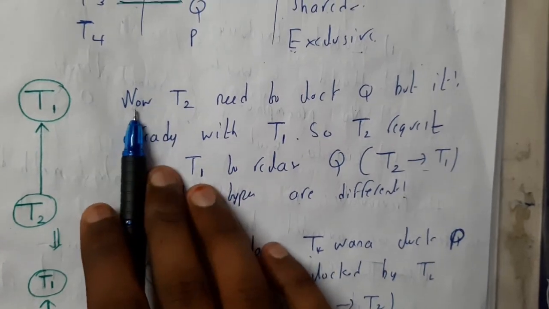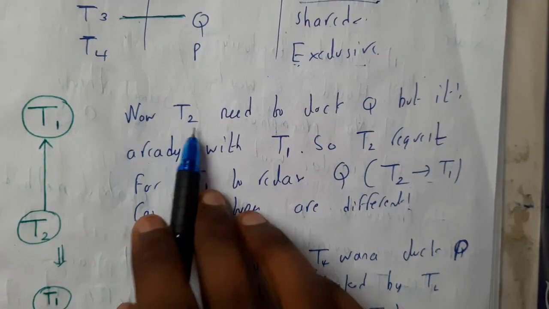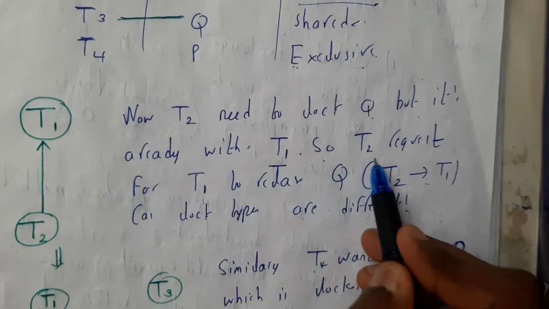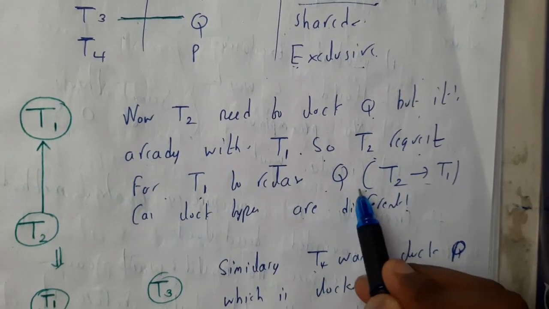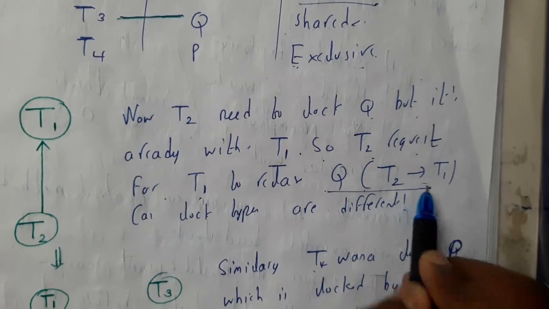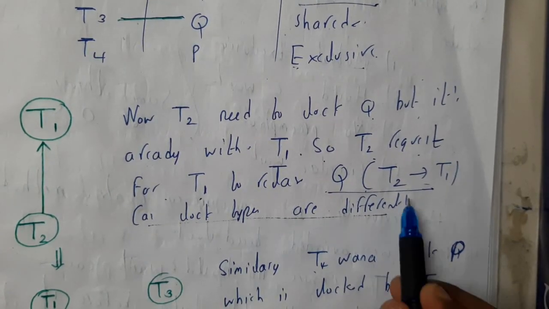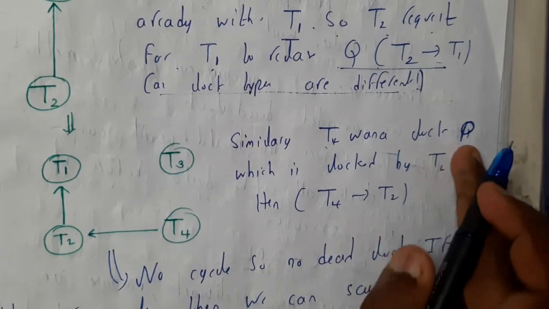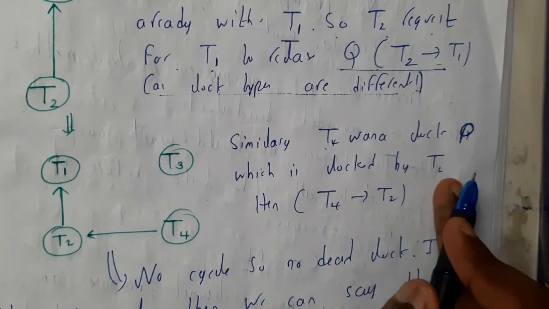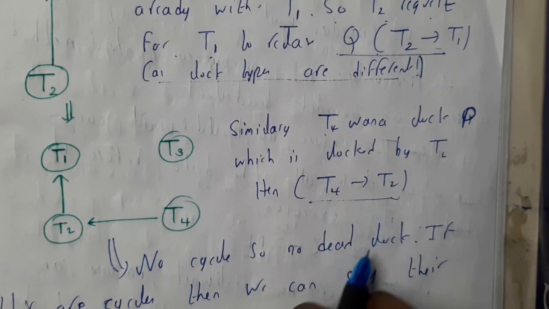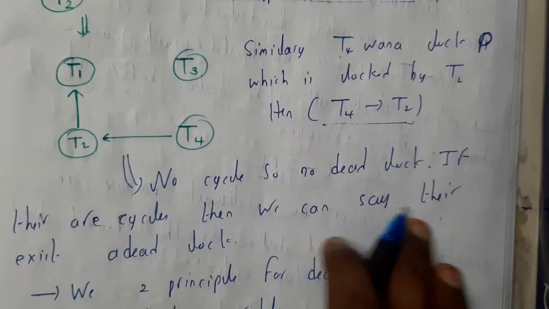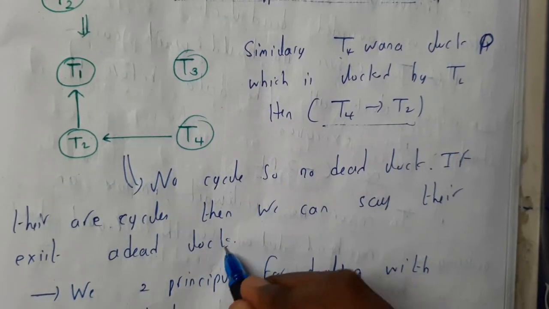Now I have just written a small theory. Now check. T2 needs the lock Q, but it is already with T1. So T2 requests T1, that is T2 tends to T1, as the lock types are different. That's what you should remember. Similarly, T4 wants to lock P, which is already locked by T2. Hence, T4 is requesting T2. Now here we didn't see any cycles, so we can say that there is no deadlock.